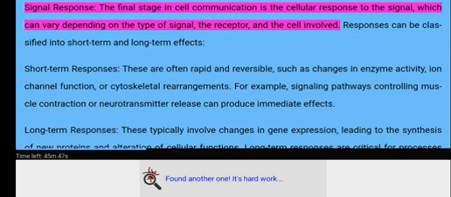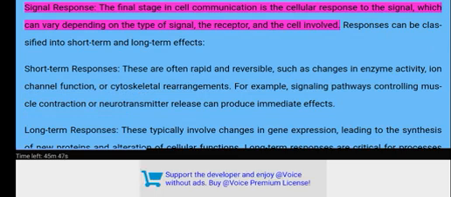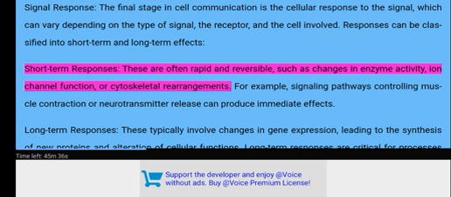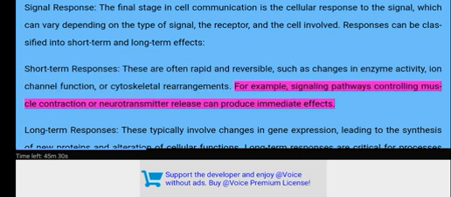Signal response. The final stage in cell communication is the cellular response to the signal, which can vary depending on the type of signal, the receptor, and the cell involved. Responses can be classified into short-term and long-term effects. Short-term responses. These are often rapid and reversible, such as changes in enzyme activity, ion channel function, or cytoskeletal rearrangements. For example, signaling pathways controlling muscle contraction or neurotransmitter release can produce immediate effects.